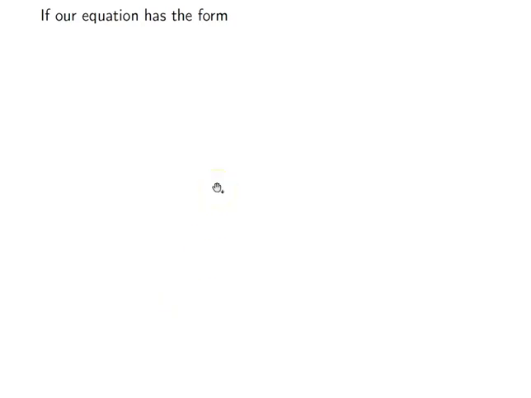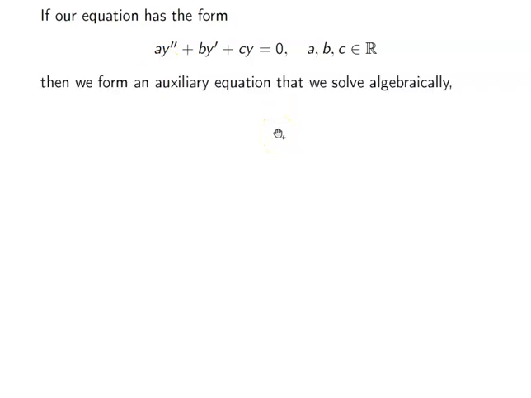If our equation has the form a constant multiple times the second derivative plus a constant multiple times the first derivative plus a constant multiple times the function itself equaling zero, so again, second order linear homogeneous equations, this is the general form of a second order linear homogeneous DE. If it has this form, where A, B, and C are constant multiples, we can form an auxiliary equation that we can solve algebraically using factoring and the quadratic formula.